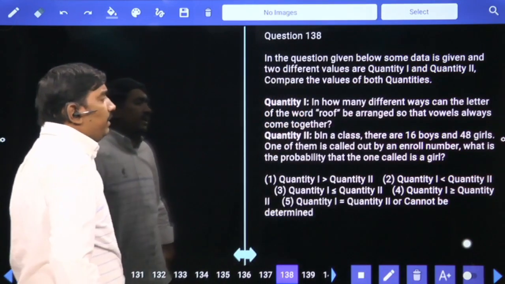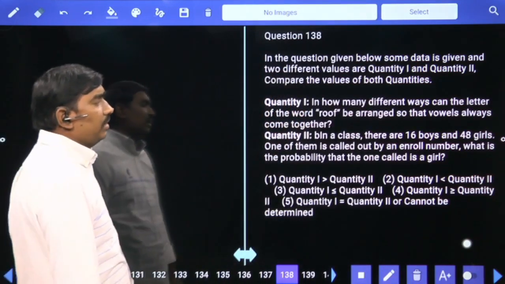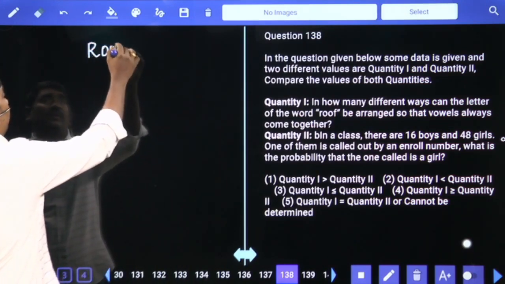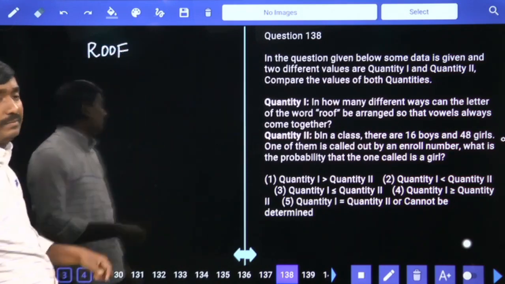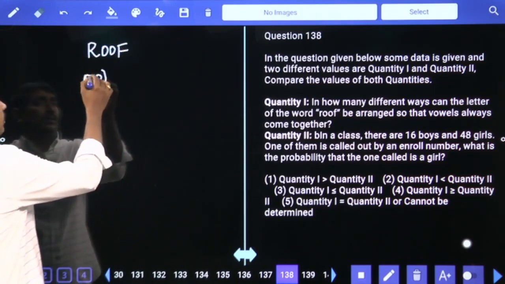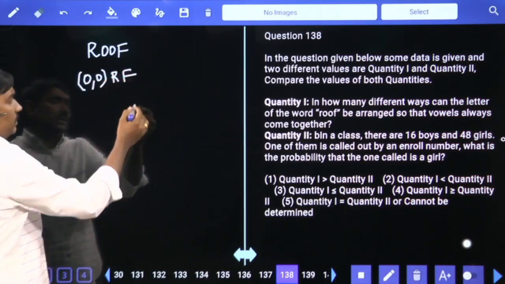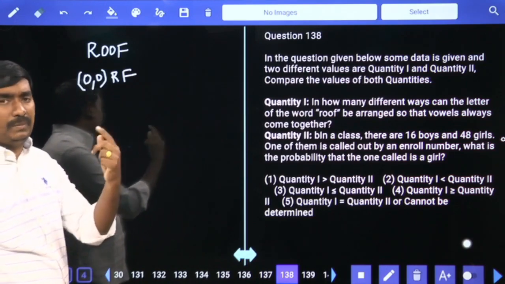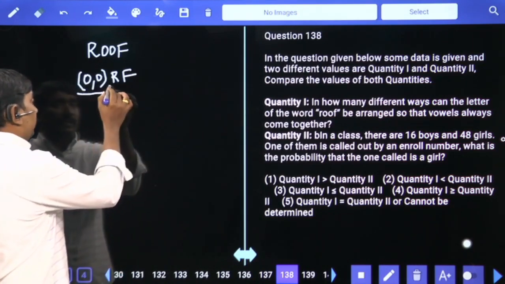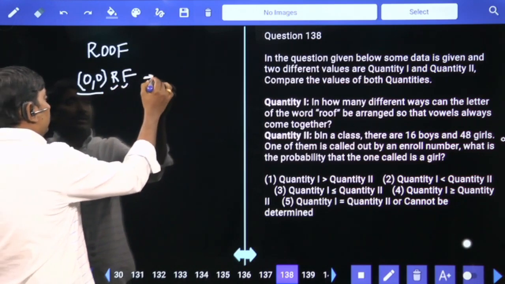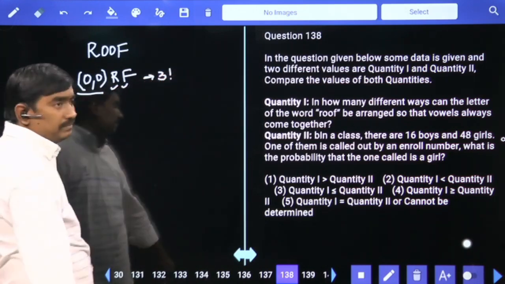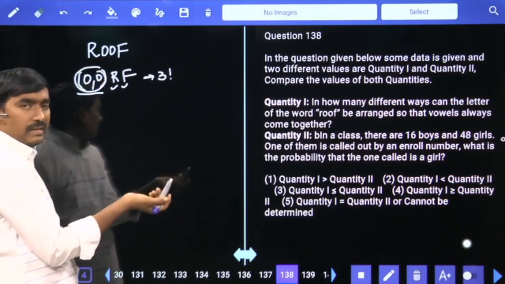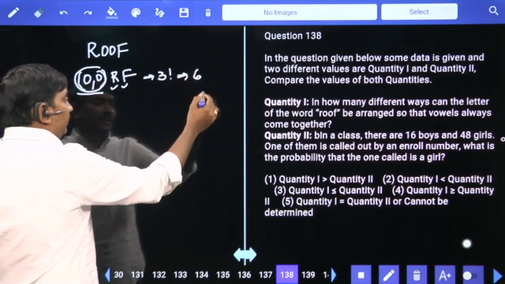In how many different ways can the letters of the word ROOF be arranged so that vowels always come together? Vowels are nothing but O only. Whenever vowels always come together, assume all those vowels as a single letter and count the remaining letters. This is one letter, second letter, third letter. Those three letters we can arrange in 3 factorial. These O, O both are same, so only one way. So our answer is 3 factorial, nothing but 6 different ways.